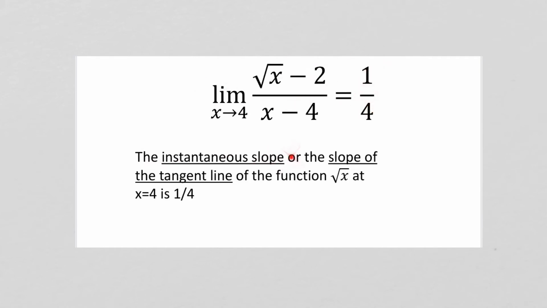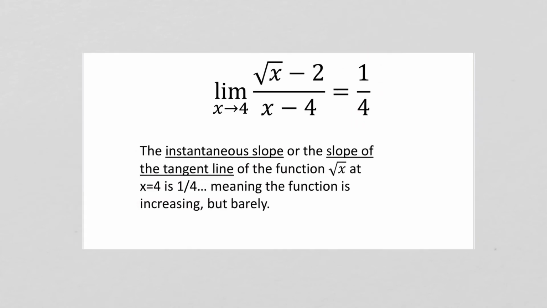So the instantaneous slope, or the slope of the tangent line of the function square root x at x equals 4. So we have a tangent line that's going through the curve only at one place, at the point that happens at x equals 4. That slope is 1/4. And that means that the function is increasing, but not by much. 1/4 isn't a very steep slope, right? It's a flatter slope. So what this tells me about my function square root x is that my function is increasing, but not that much.